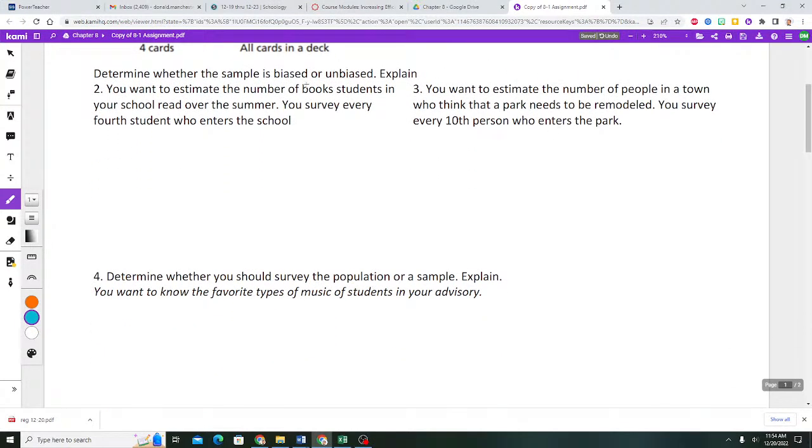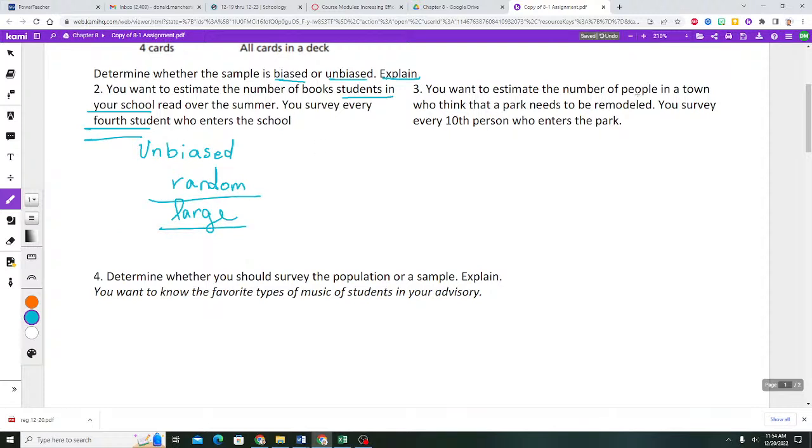Determine whether the sample is biased or unbiased and explain. You want to estimate the number of books students in your school read over the summer. You survey every 4th student who enters the school. Well, this sounds like it's unbiased because, for starters, it's random. If you grab every 4th student in your school, you have no idea who's going to enter. And by going with every 4th student, you're going to get a large enough sample. So random and large is how we make sure it's unbiased.